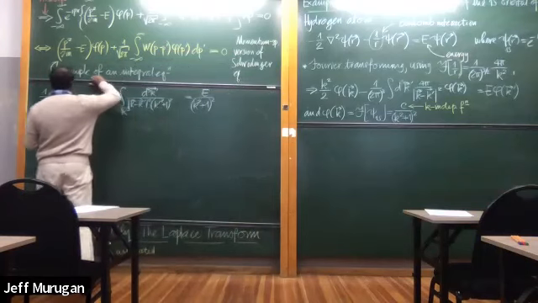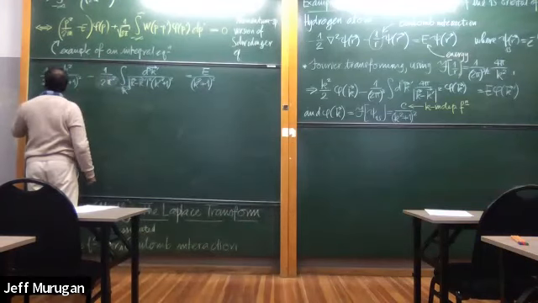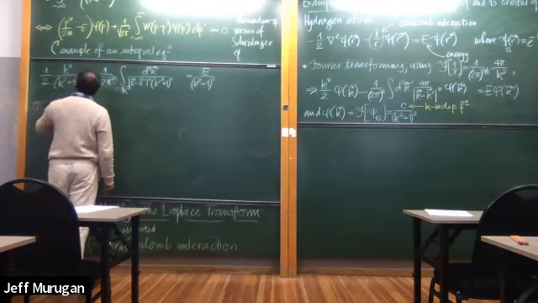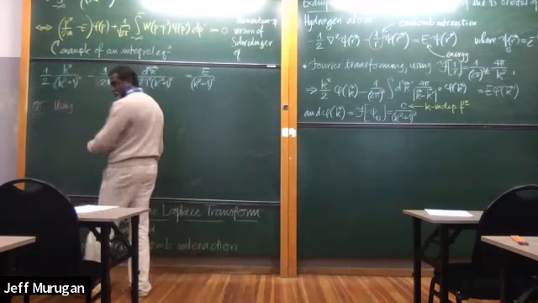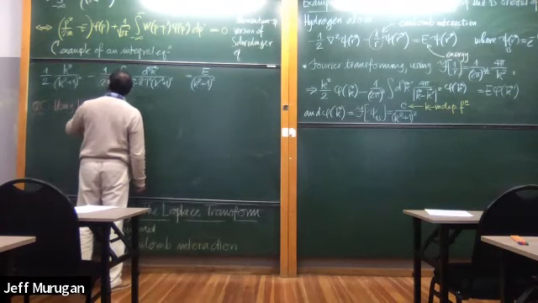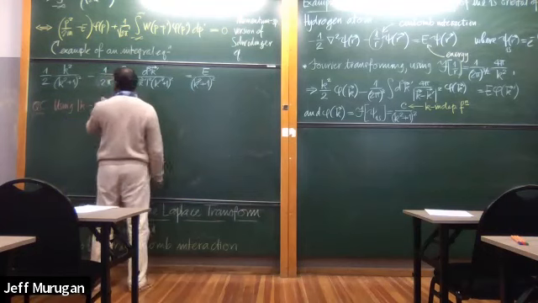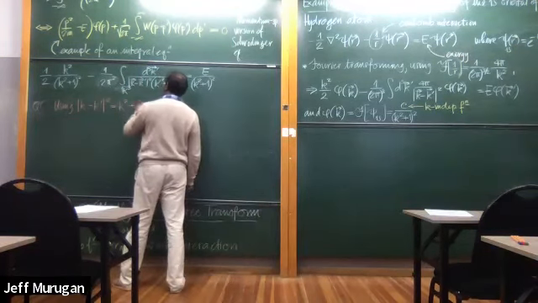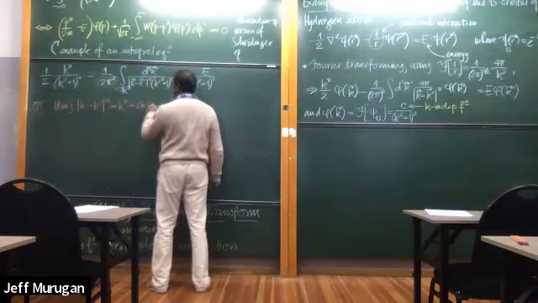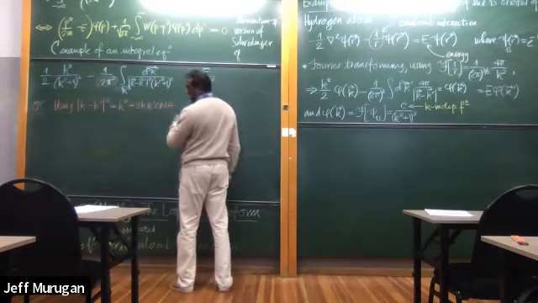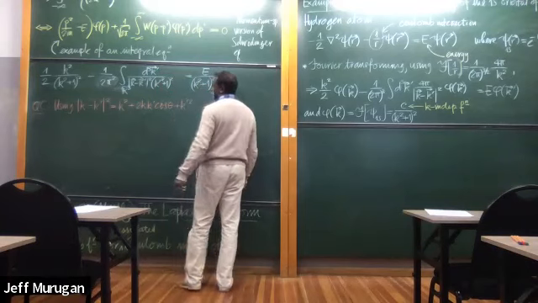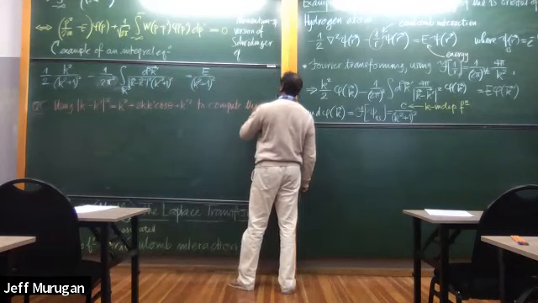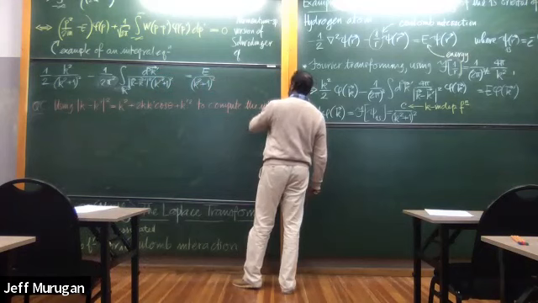Okay. As an exercise, use the fact that |k minus k prime| squared is k squared plus 2 k k prime cos theta plus k prime squared to compute the integral.